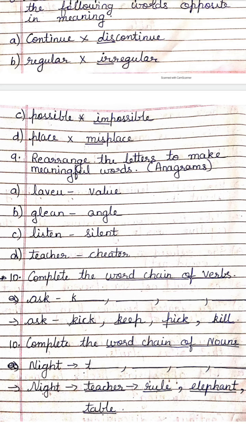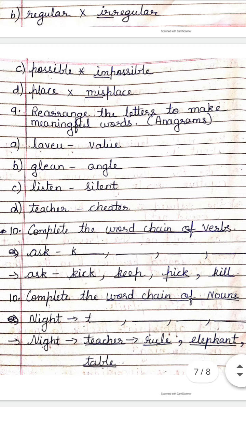The prefix over here is mis. These are the prefixes used for words whereby they are opposite in meaning of the given word. Now, rearrange the letters to make meaningful words, and these are also known as anagrams.